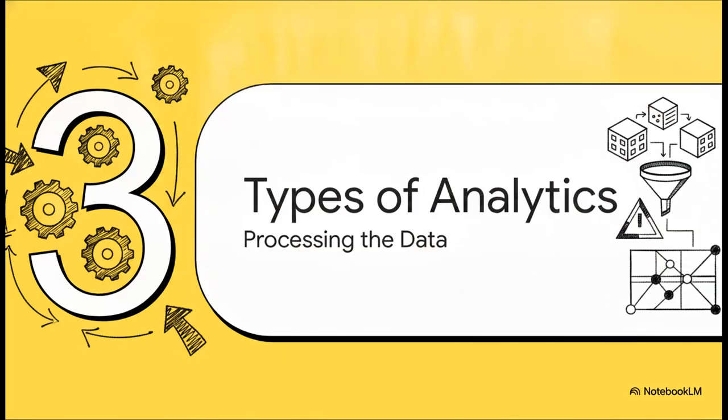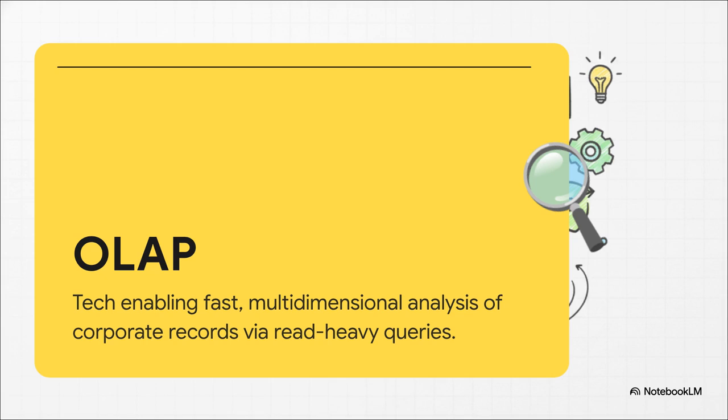Let's move on to Section 3. Types of analytics, or processing the data. To actually process all this warehouse data, enterprises rely on OLAP, which stands for Online Analytical Processing. These are specialized technologies enabling fast, interactive, multidimensional analysis of those consolidated corporate records.